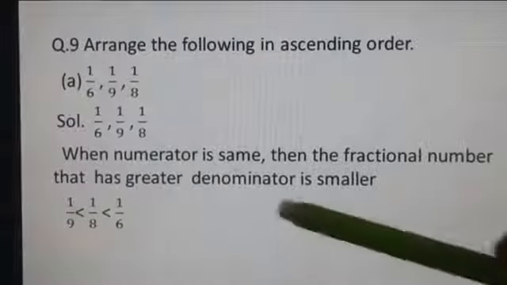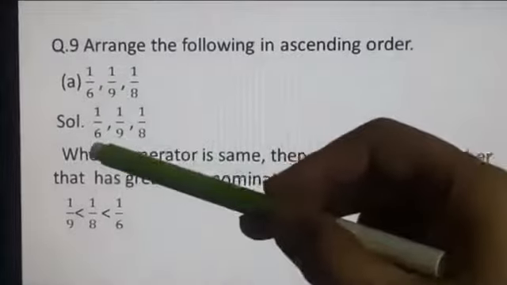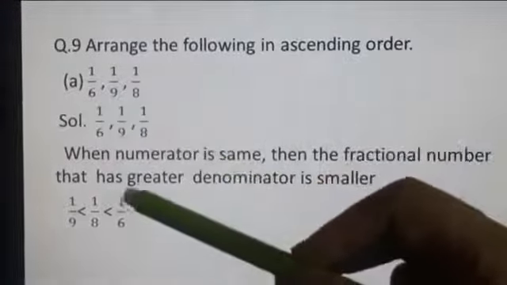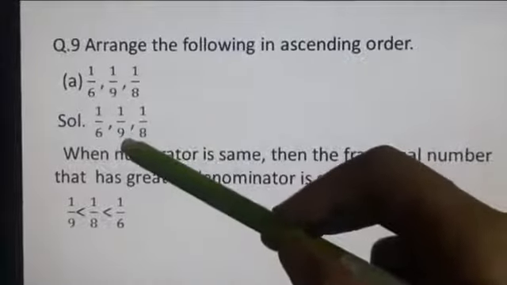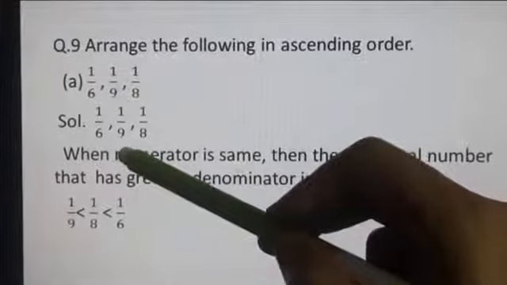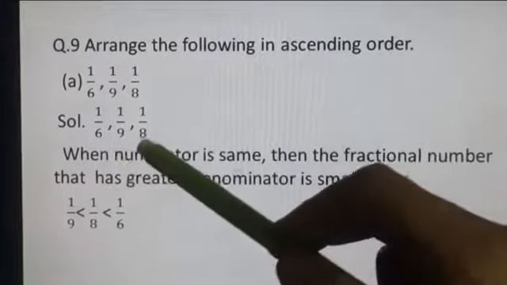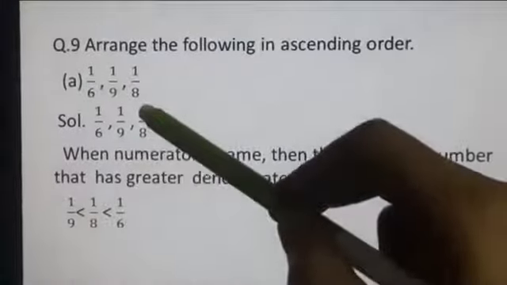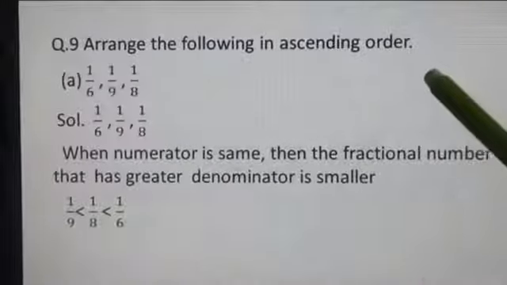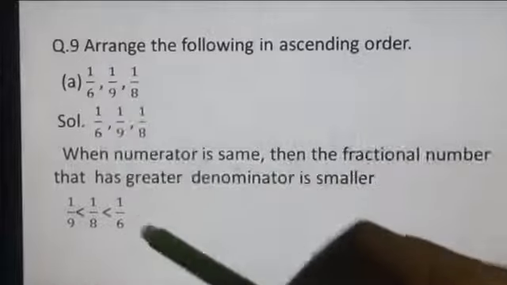Right? See that 6, 9 and 8 are the denominators. So the greater denominator is 9, so the fraction 1 upon 9 will become smaller. Understood? Then after 9 there is 8, so the fraction 1 upon 8 will be the second fraction in our ascending order. And then last will be 1 upon 6.